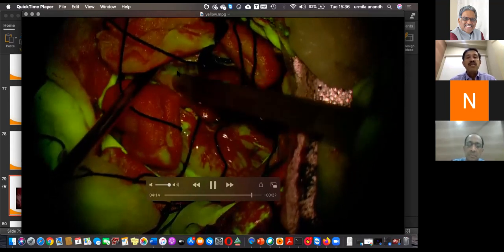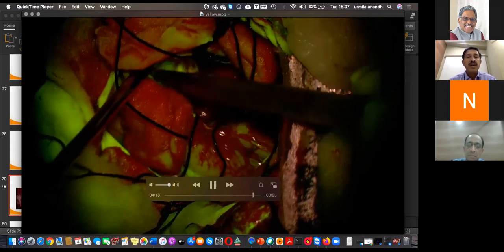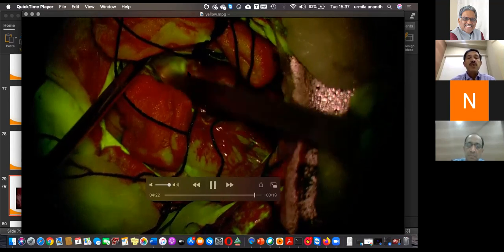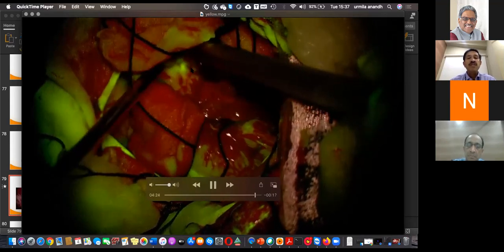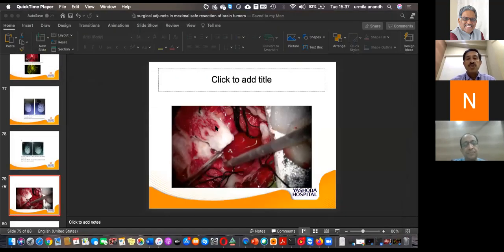We are only interested in the tumor margin within the brain, and there it provides excellent contrast to normal brain, and you can beautifully achieve a total resection of the contrast enhancing margin without fail in almost all the cases in which you use yellow fluorescence.